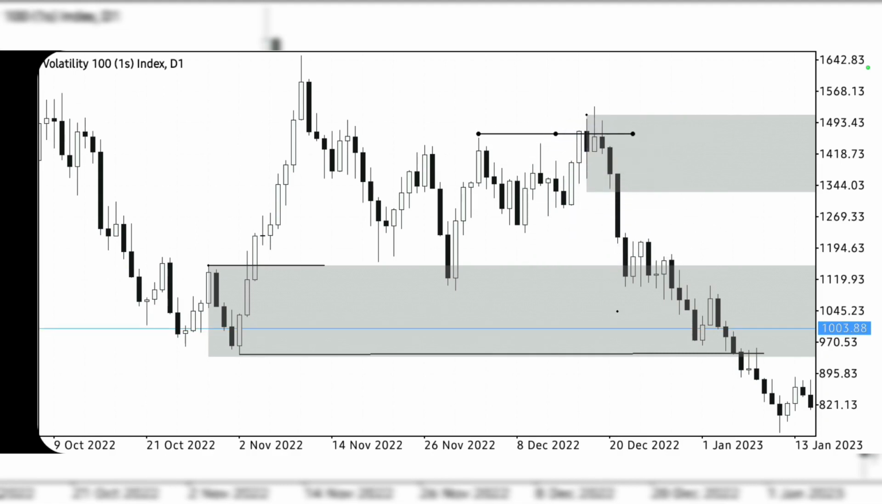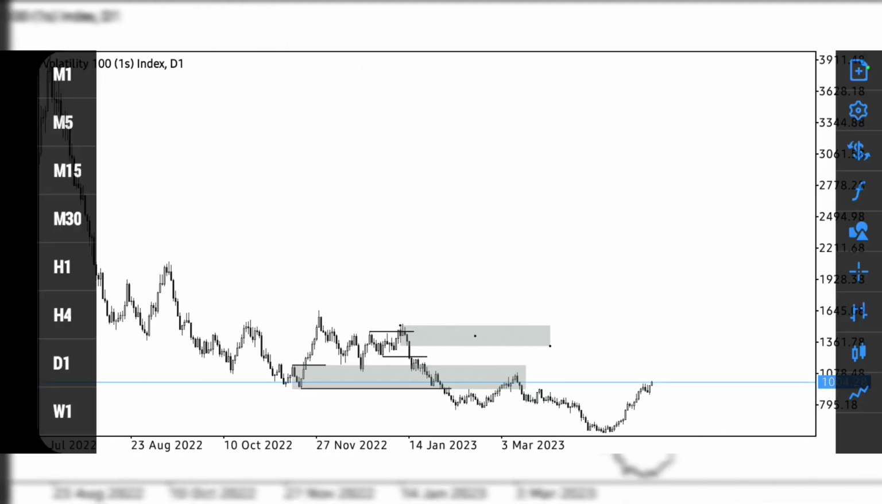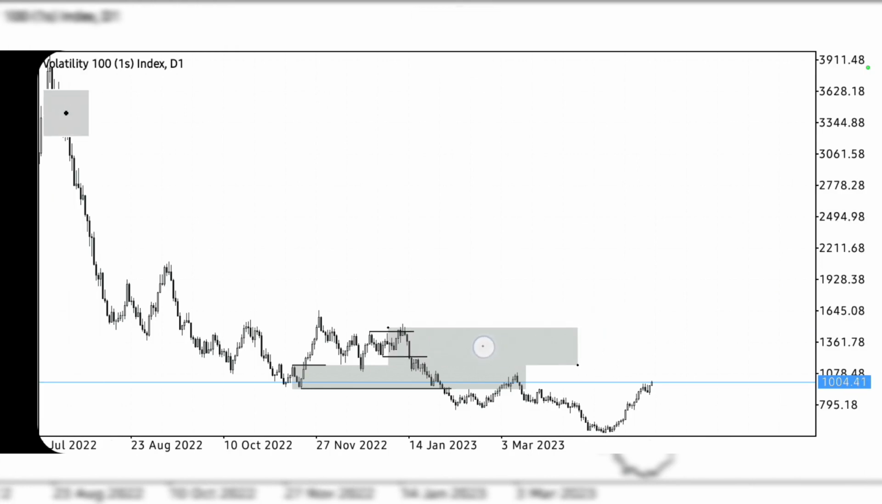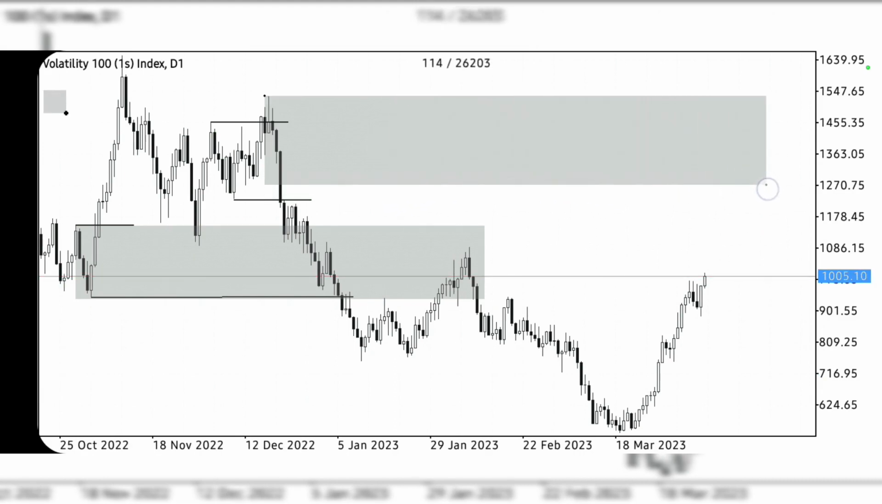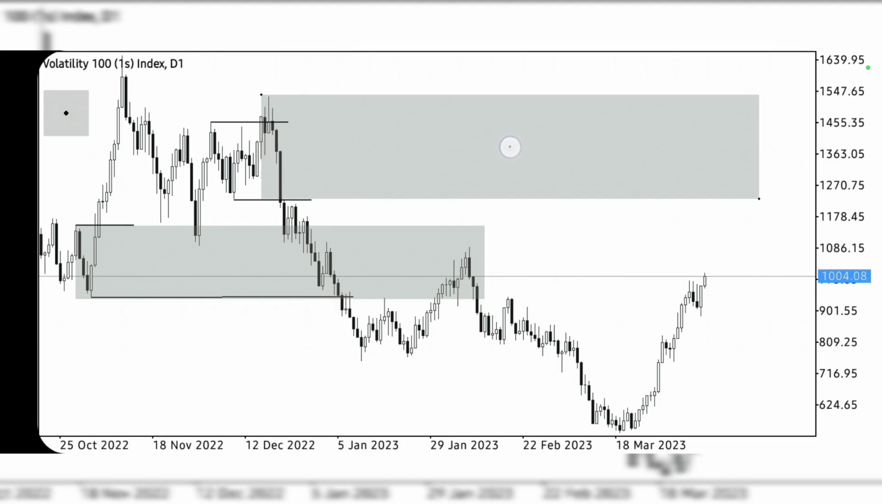So we had this movement to the upside. This is a break of structure to the upside, and this is our break of structure. So all of this area, from this high to where we have our break of structure here, is where we call our primary point of interest. This is our primary area of interest.